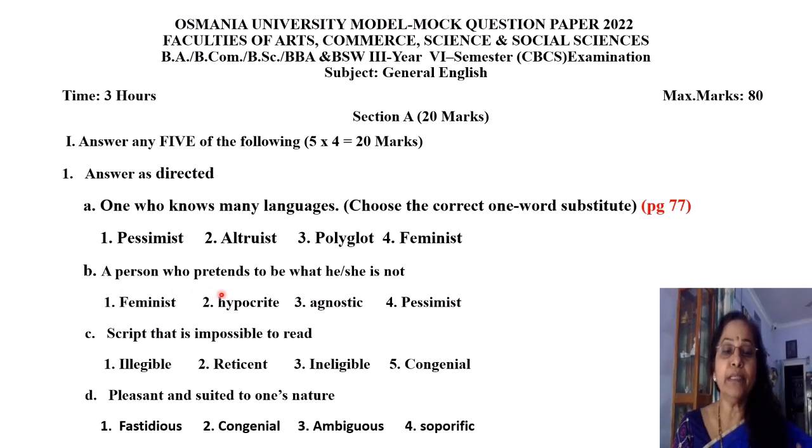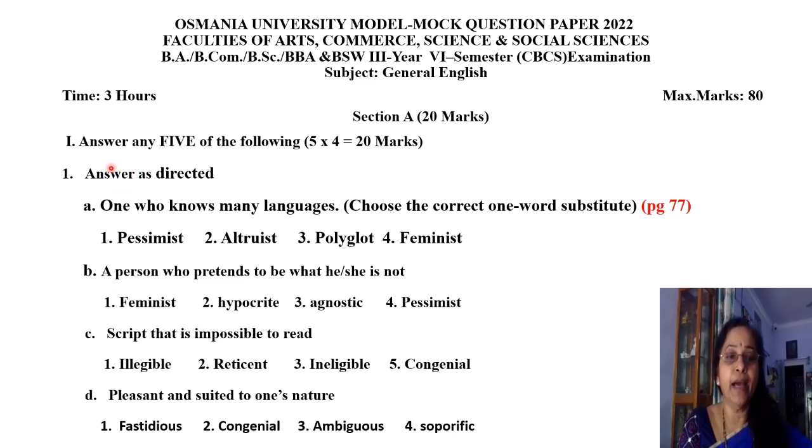Then B, a person who pretends to be what he or she is not. Many people we come across, they pretend, okay? They are called hypocrites. The options given are feminist, hypocrite, agnostic and pessimist.